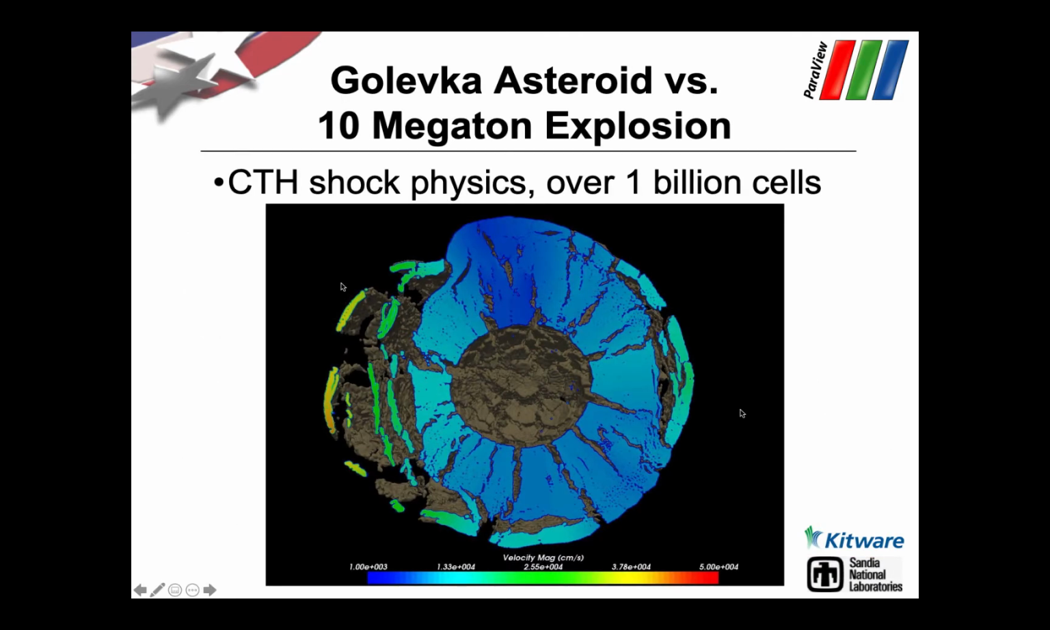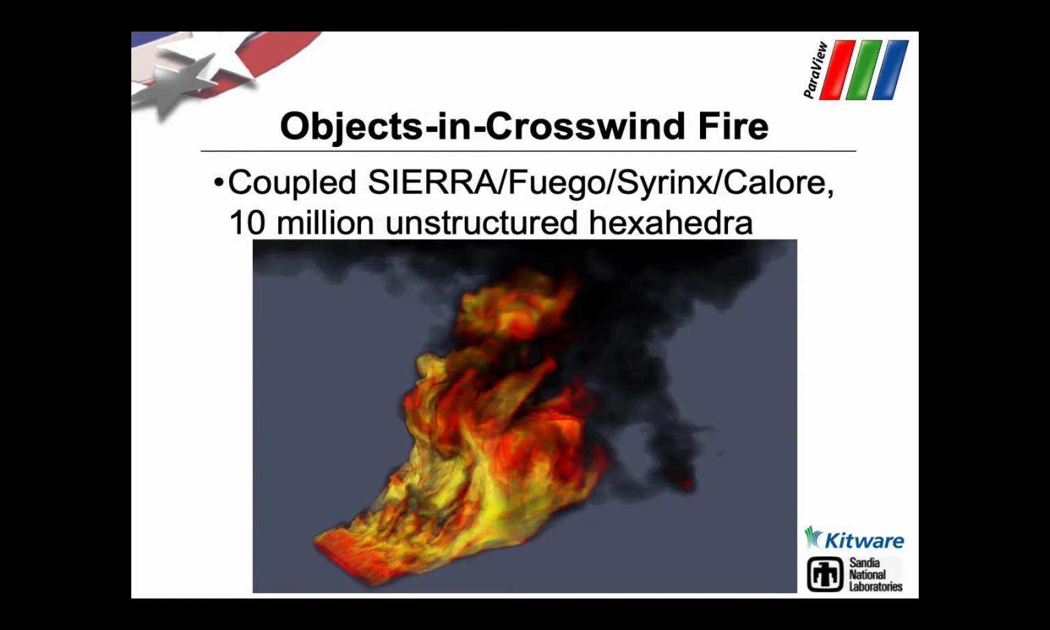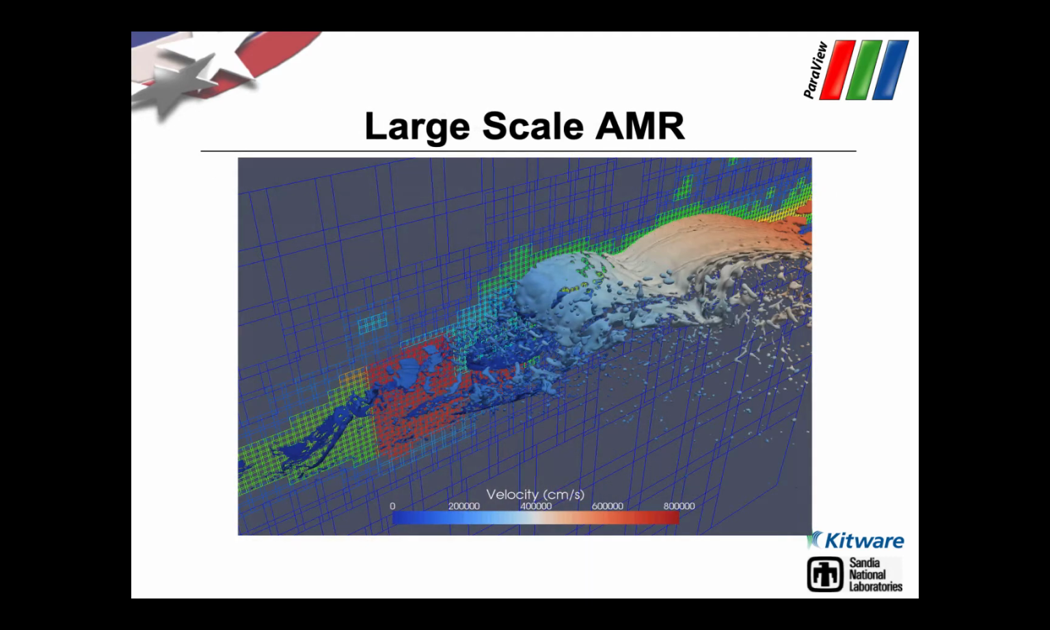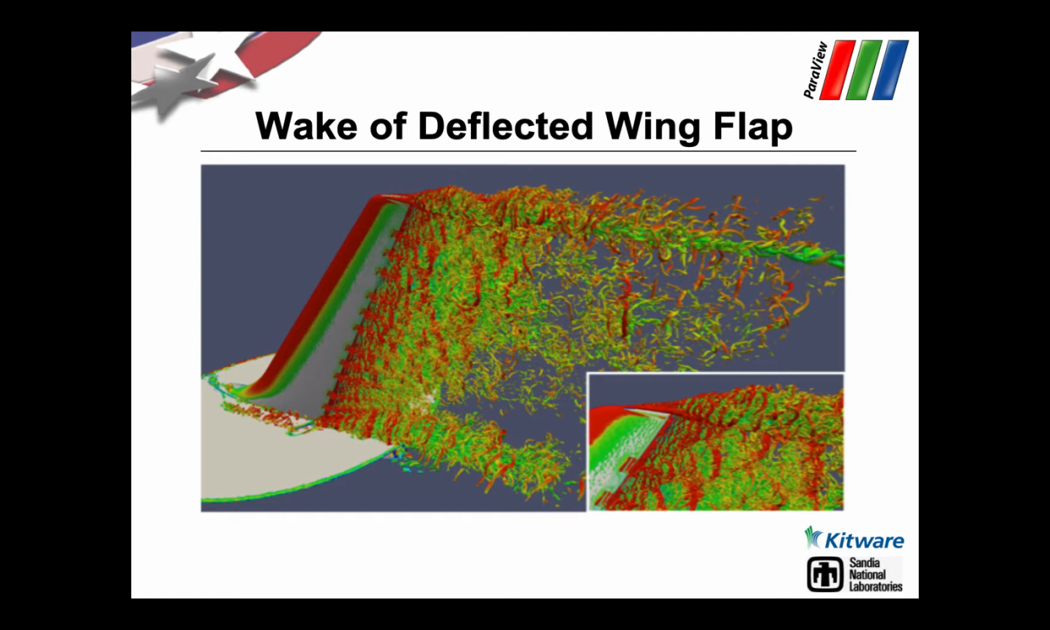So they go through some examples. Here's an example of a shock wave. Here's an example of some climate modeling. 500 million cells in the vertex. Here's a fire. It's just a still shot of it. There's all sorts of different examples, and so forth and so on.